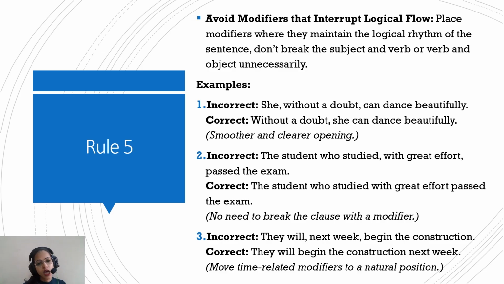So, "She, without a doubt, can dance beautifully." The comma here is breaking the logical flow of the statement. And also, "without a doubt" in between "she" and "can dance beautifully" is not making sense. So: "Without a doubt, she can dance beautifully." Just one comma, and the whole statement is smoother and clearer now.